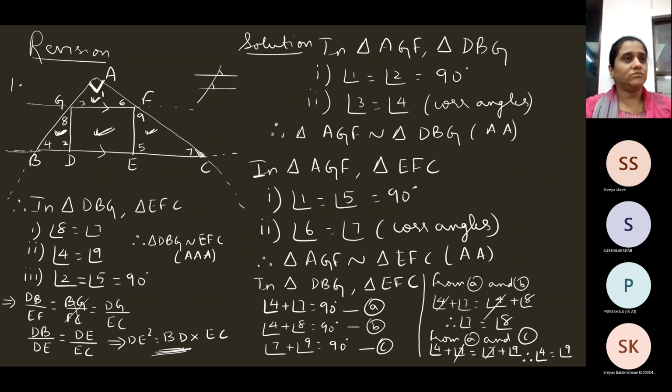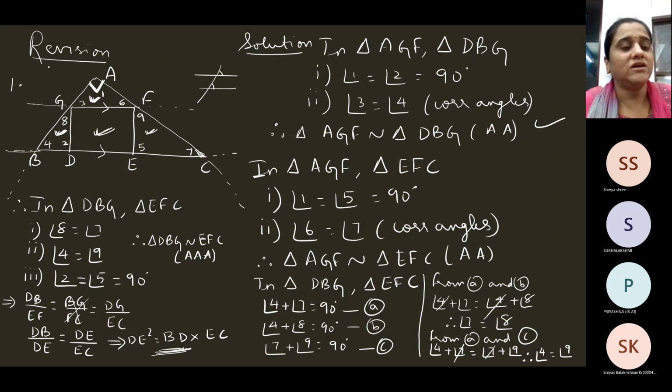So they're similar. All right. So when two pairs of angles are equal, the third angles are automatically equal. If you want, you can mention them. That is, angle 6 of triangle AGF will be equal to angle 8, the third angles, angle 8 of triangle BDG. If you want, you can mention that, or you can just say AA similarity. They're similar. So the first one is over.